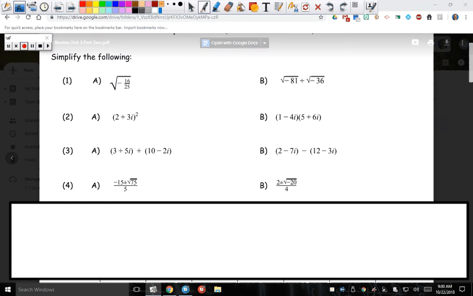Okay, so for these first four problems, we're going to do them all in one video. And you can just go rewind, fast forward, or wherever you need to get to the problem so you can quickly see how it's done. So let's do the first one.